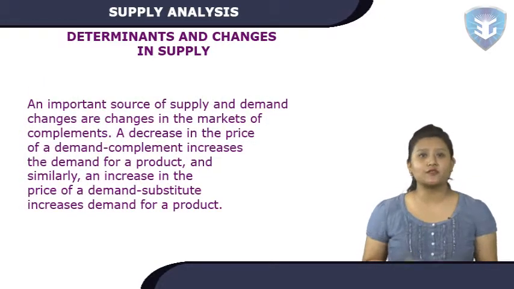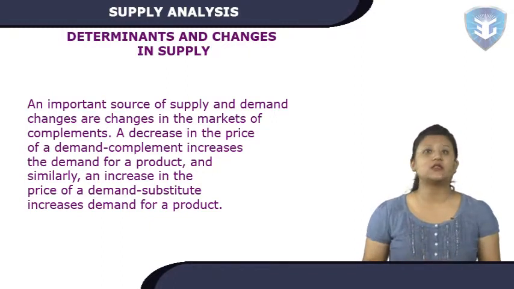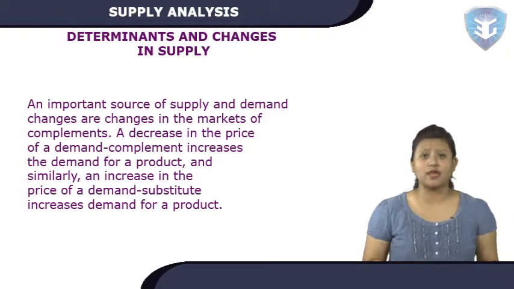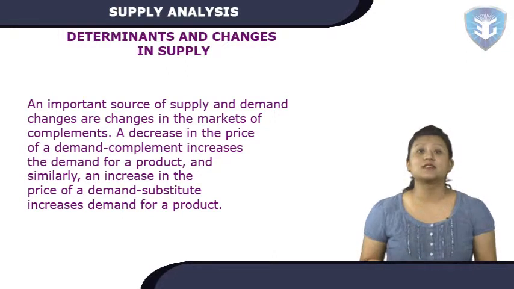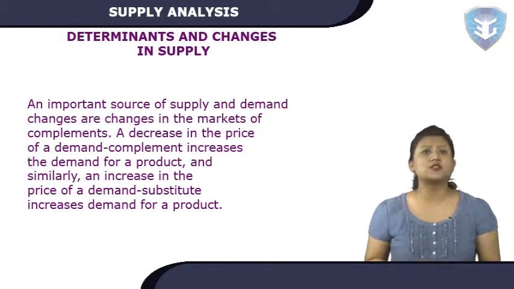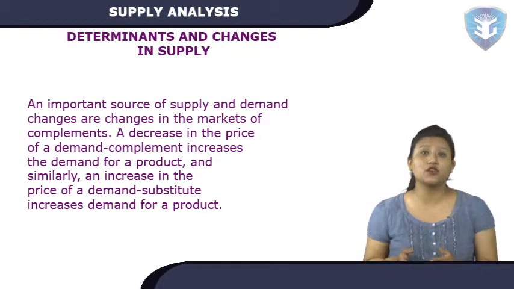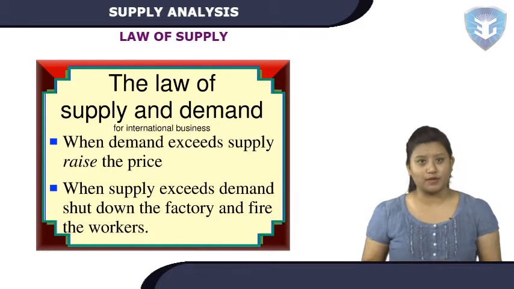An important source of supply and demand changes are changes in the markets of complements. A decrease in the price of a demand complement increases the demand for a product, and similarly an increase in the price of a demand substitute increases demand for a product. This gives two mechanisms to trace through effects from external markets to a particular market via the linkage of demand substitutes or complements. Let's know the law of supply.